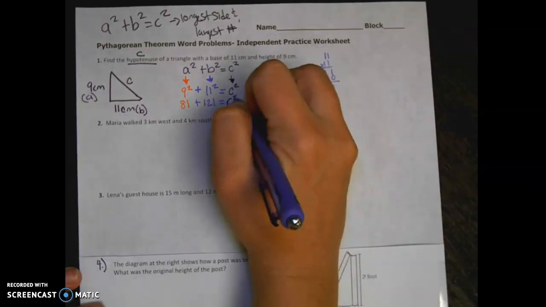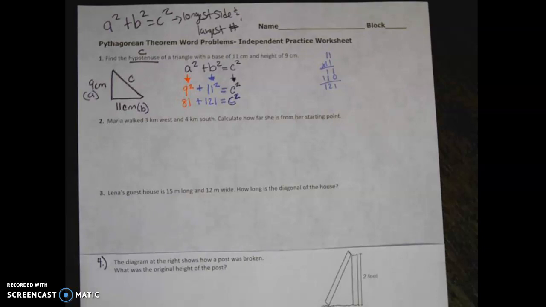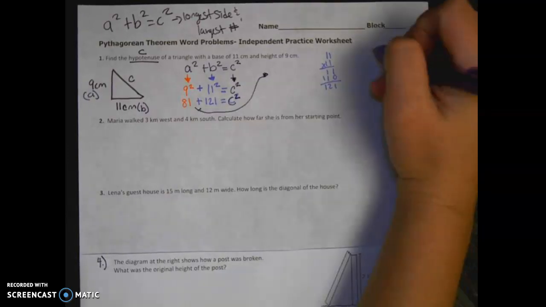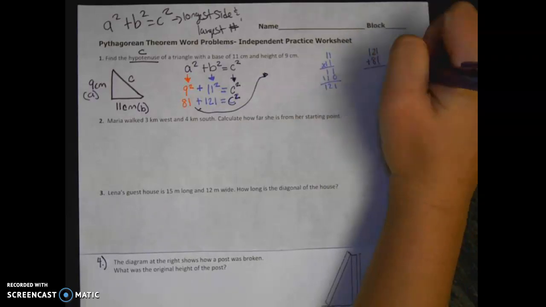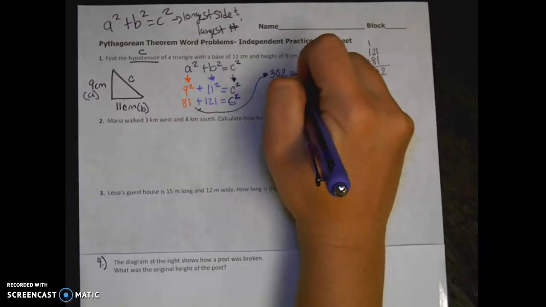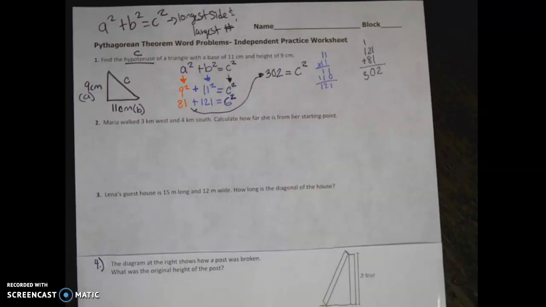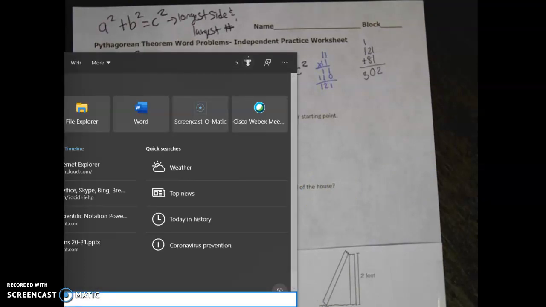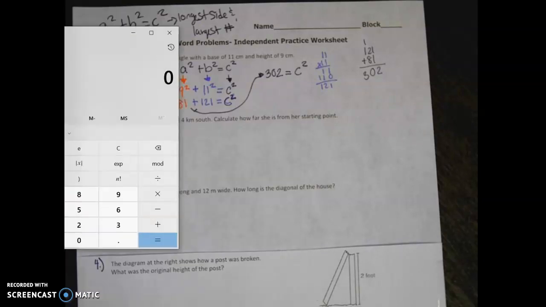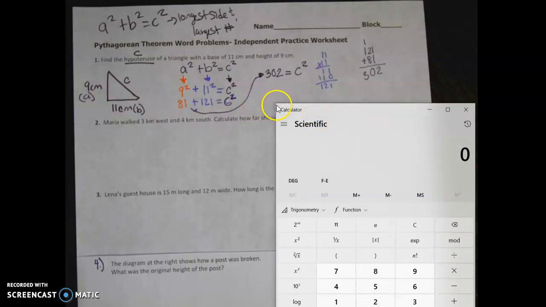All right. So I need to add 81 and 121 in order to get a number. So I'm going to draw it up here. So 121 plus 81, I have 302. So I have 302 equals c squared. Okay, so let's see. Do I know a number that is going to give me my c squared? Well, I don't necessarily know, so I'm going to pull the calculator.